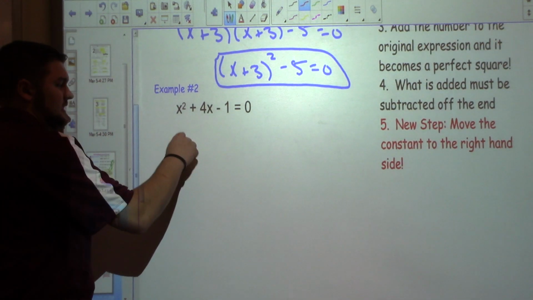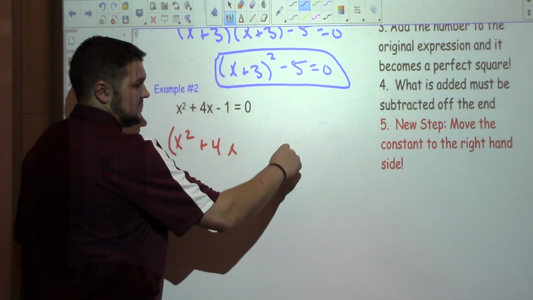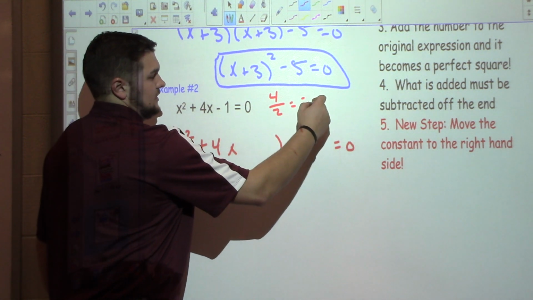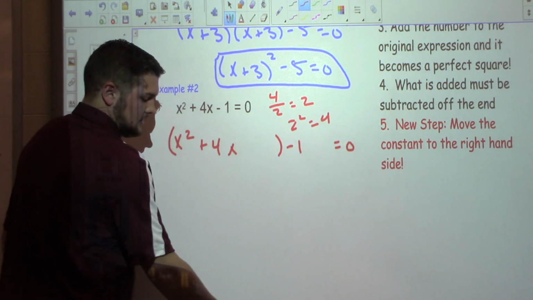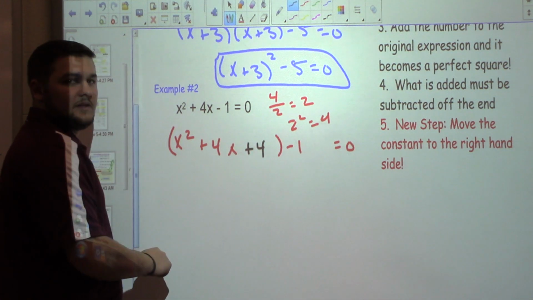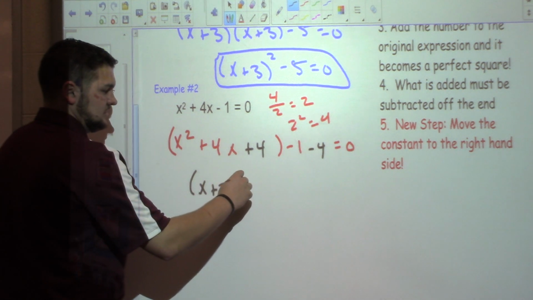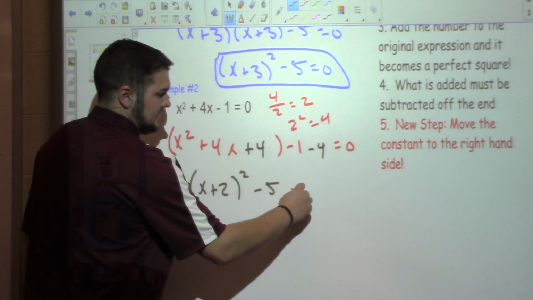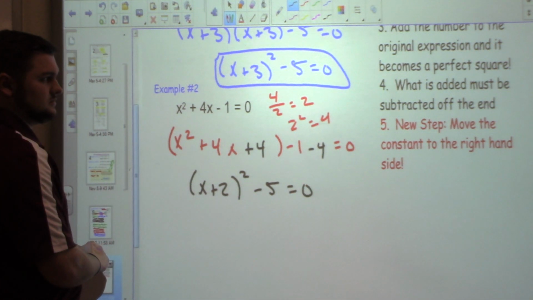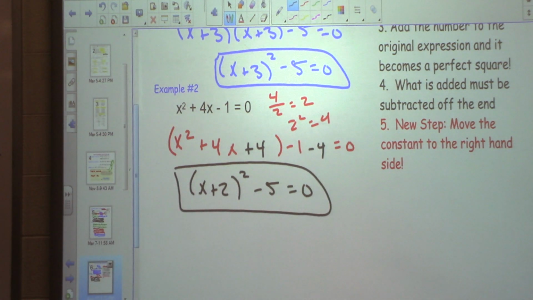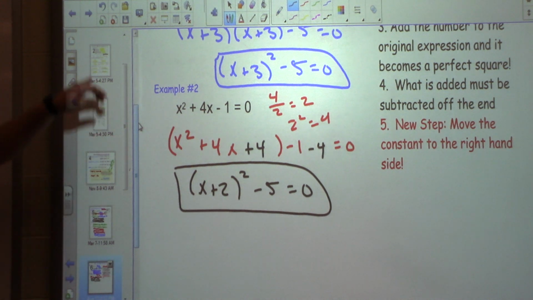Right, separate your x squared and your x term from your constant. Take your b term, 4 divided by 2 equals 2. Square it, we get 4. So, add 4 on the inside, subtract it on the outside. X plus 2 squared minus 5 equals 0. Right? Is that what everybody got? X plus 2 squared minus 5 equals 0? Okay. Any questions while completing the square? And that's something we did last unit. Now we're going to do it again this unit.